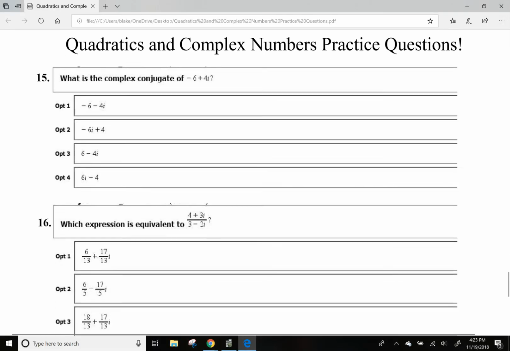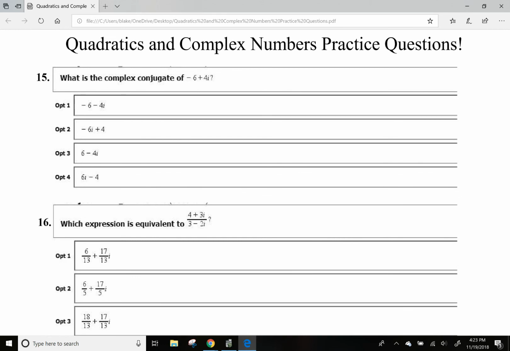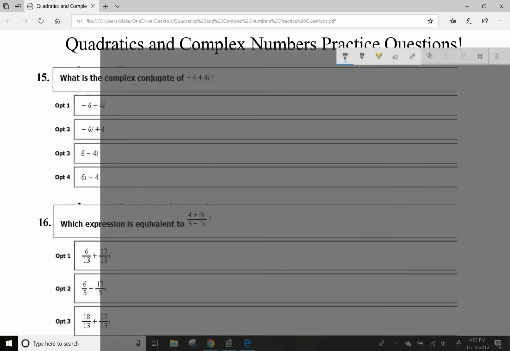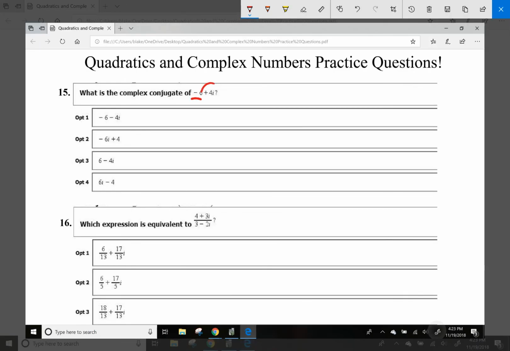All right. So complex conjugate, this is pretty simple. Complex conjugate just means opposite. So the real part stays the same, but the imaginary part changes. So the complex conjugate would be negative 6 minus 4i instead of plus 4i. So that's all there is for conjugate. Number 16.